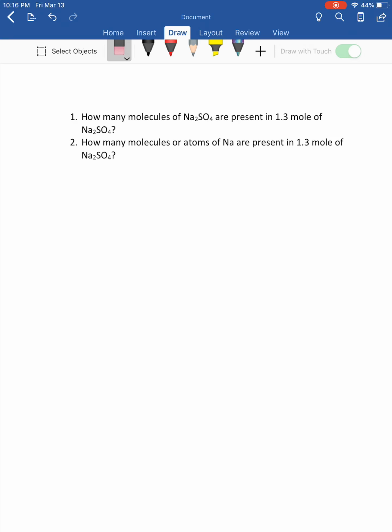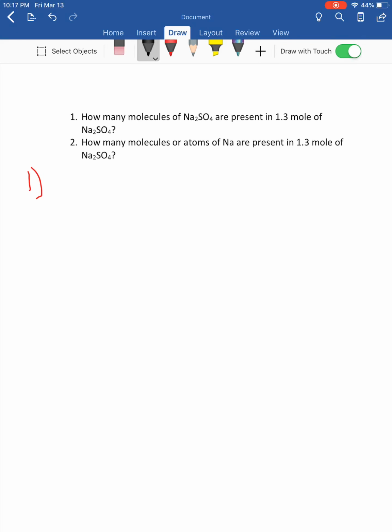So now we are given two similar problems, but the difference in these problems is that the first question is asking the number of molecules of the entire molecule, while the second question is asking the number of molecules or atoms of the specific atom located inside the molecule. Okay, it's two different things, and I'm going to explain why they are different. Let's start from the first one.